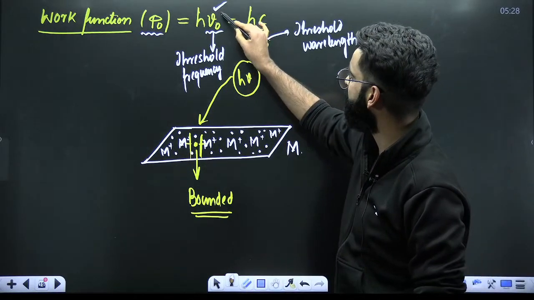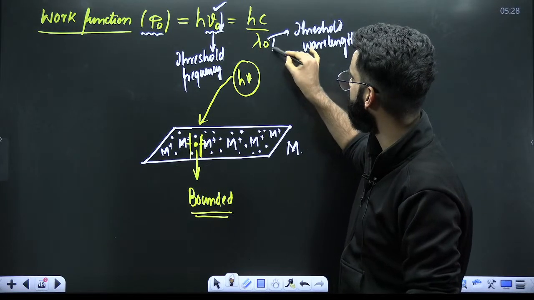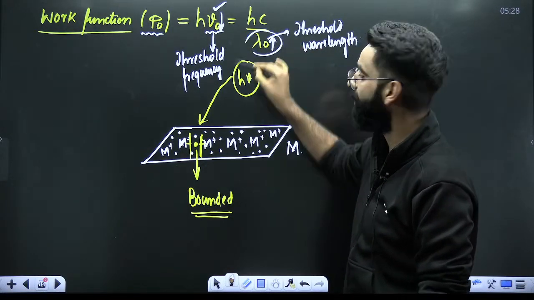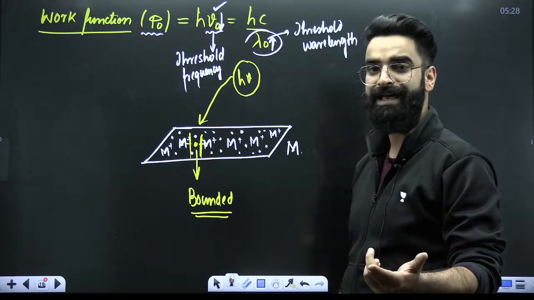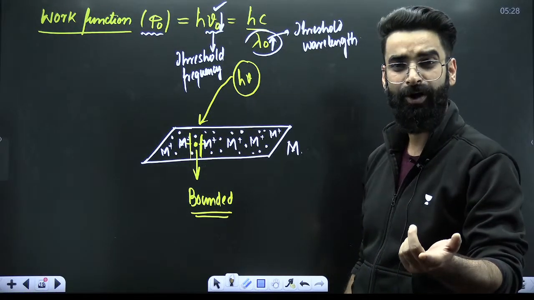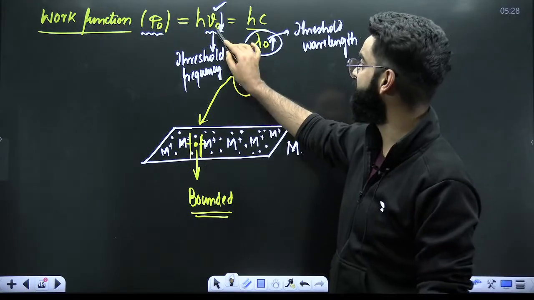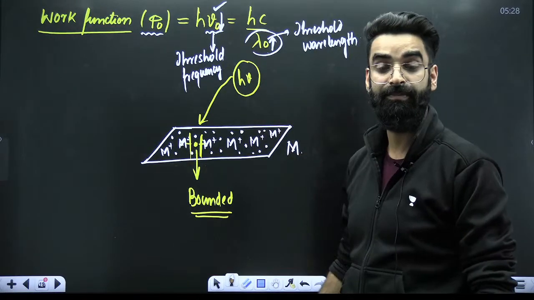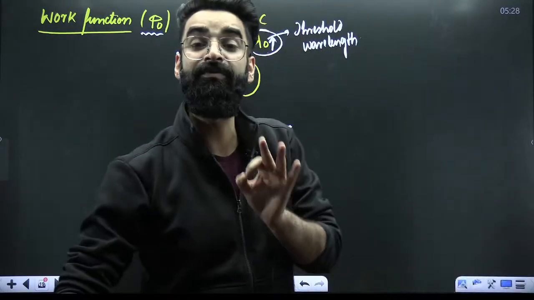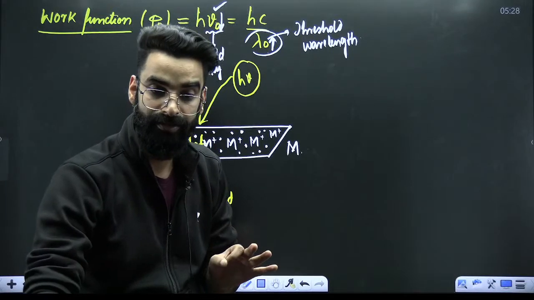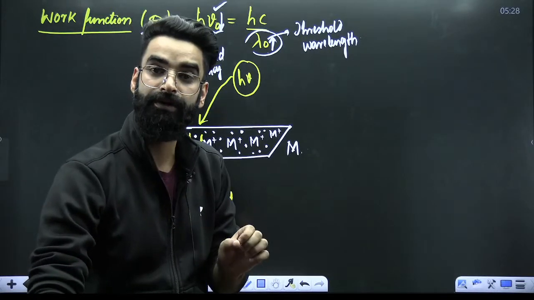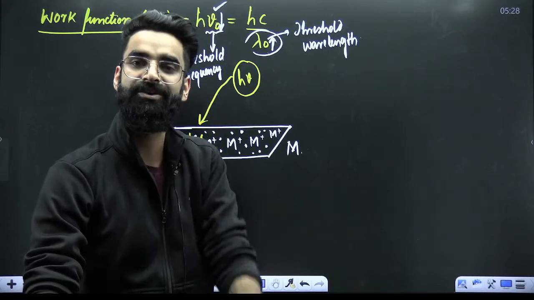My dear students, if this is minimum, this has to be maximum. So what is lambda naught? Should I define lambda naught as minimum wavelength or maximum wavelength? If this is minimum, that means this automatically becomes maximum. So lambda naught is the maximum wavelength of the photon, which is just taking the electron out.